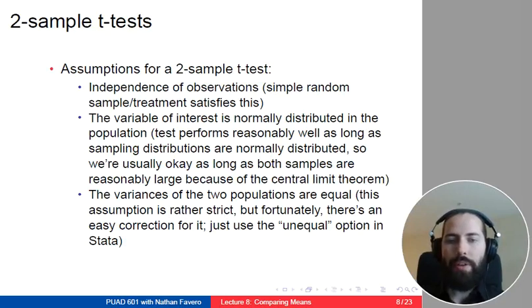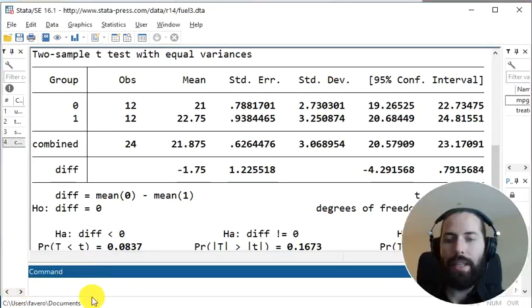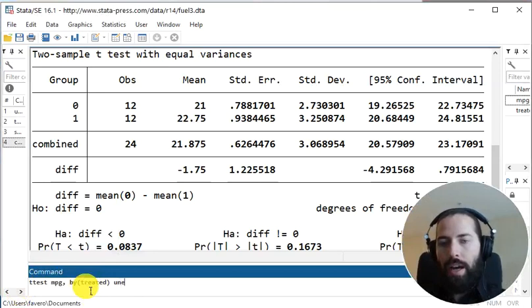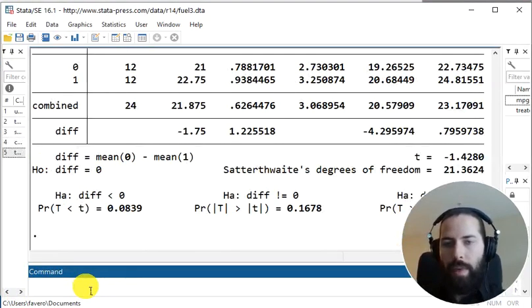All right. The third assumption is that the variance of the two populations are equal. Remember, I said we think about having two hypothetical populations, right? One where all cars receive the fuel additive, one where none of the cars receive the fuel additive. We're assuming that the variance in those two populations are equal. It turns out that if we are worried that we might be violating this assumption, it's actually really easy in Stata to have it compute things slightly differently without making this assumption. So all we have to do is run our t-test command and add the option unequal, I believe is what it's called. And once we do this, you'll see we get a slightly different p-value.